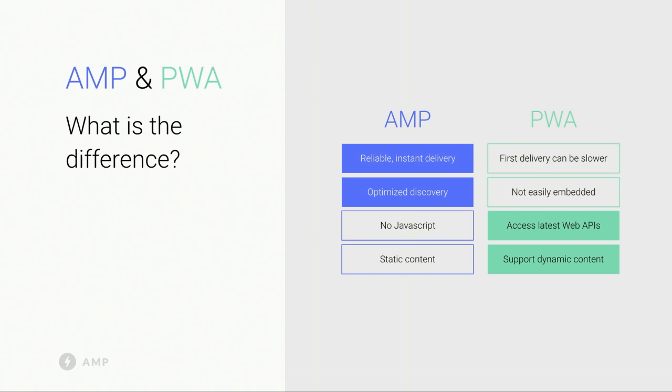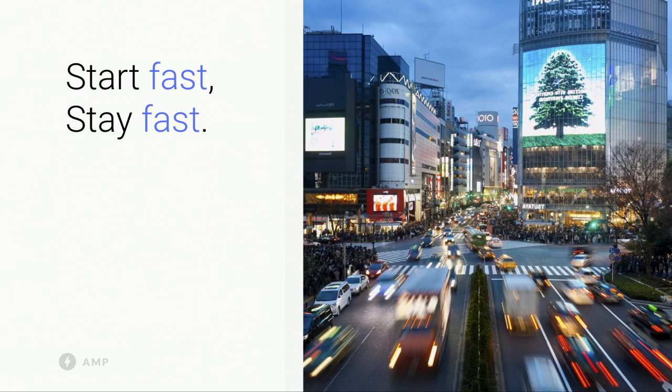It's not as easily embedded as AMP documents. I'll talk about this later. But you get access to the latest web APIs. You can do whatever you want. And it supports much more dynamic content even. And to combine those two is what we call start fast, stay fast.